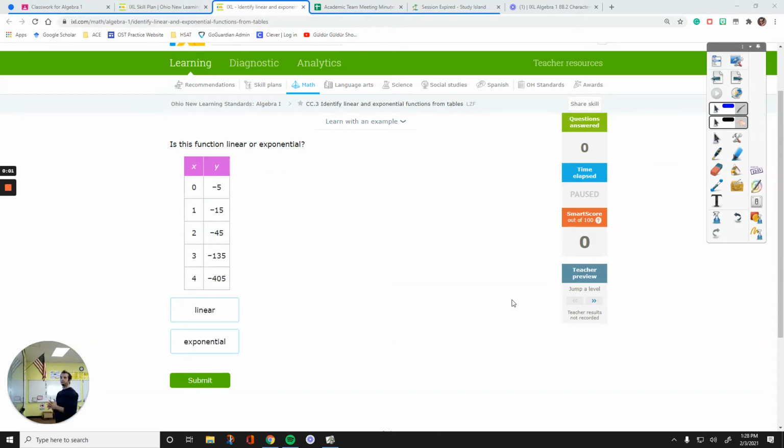Hello everyone, in this video we are going to talk about whether a given table belongs to an exponential function or a linear function. So we are working on IXL Algebra 1 CC.3 Identify linear and exponential functions from tables. The first question says, is this function linear or exponential?